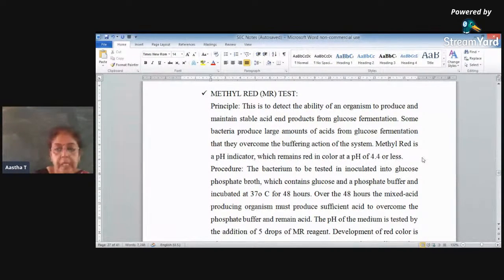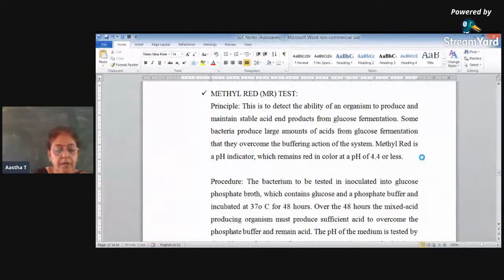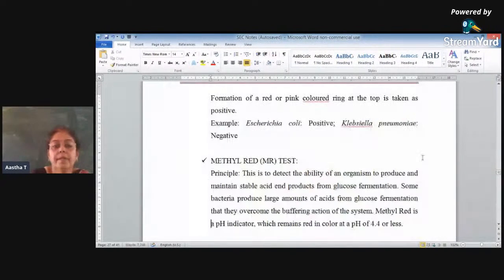So what is the principle of this test? This test is used to detect the ability of organism to produce stable acid end products from glucose.